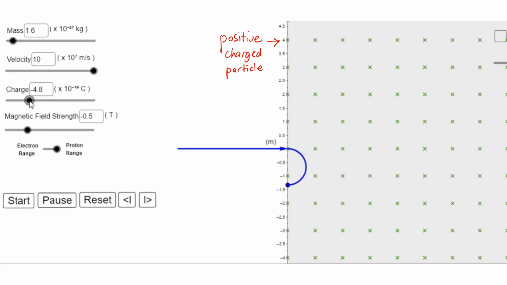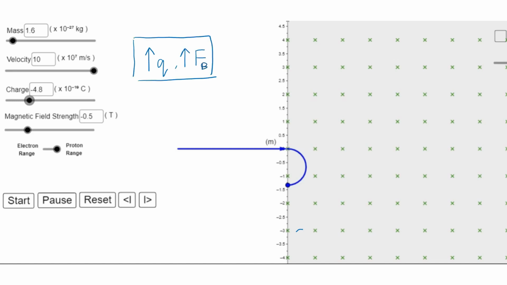The particle is actually moving in circular motion once it enters the magnetic field. So by looking at the size of the circular path, increasing the magnitude of charge also shows that the magnetic force is getting stronger. So we can conclude that if you increase the magnitude of charge, the magnetic force on the particle will become stronger.